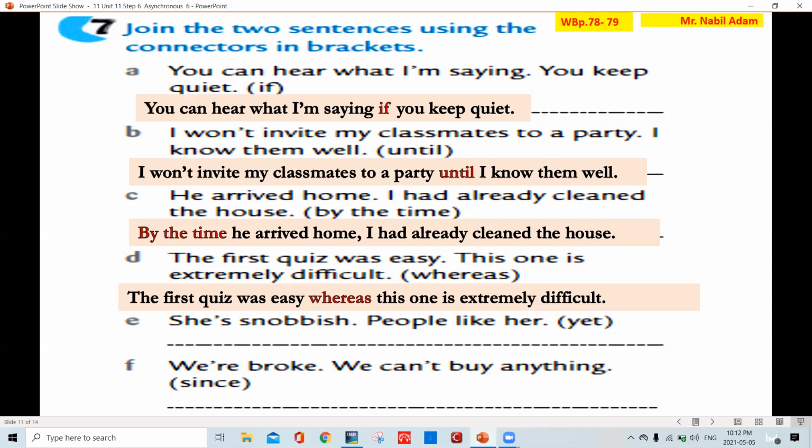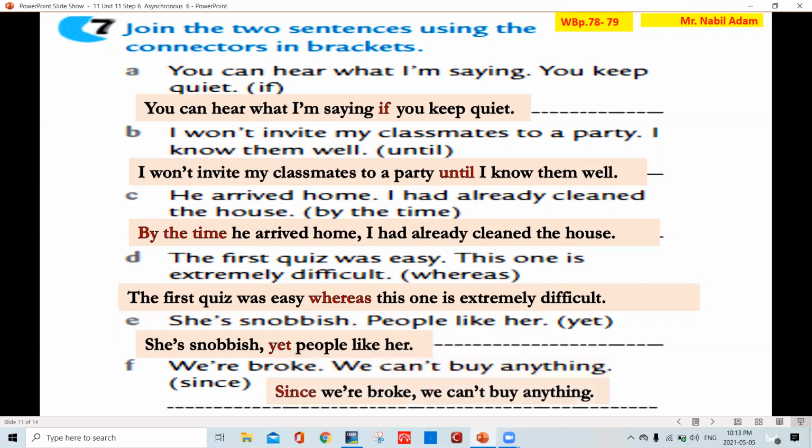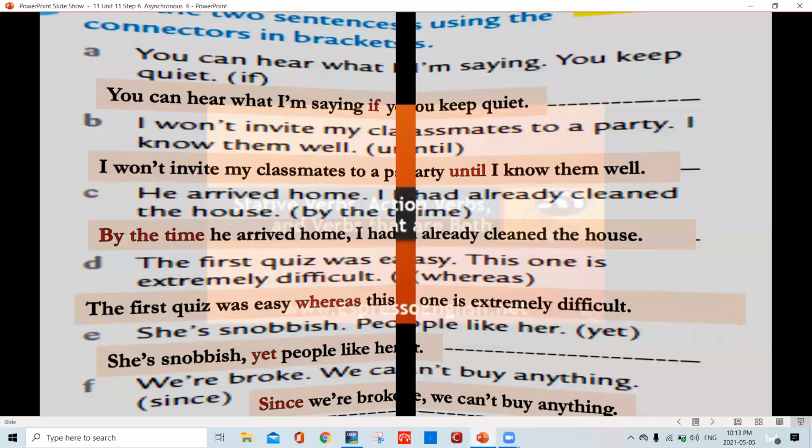She's snobbish. People like her. Here snobbish is a negative adjective, and the word yet means but, and nevertheless. So, she's snobbish, yet people like her. We are broke. We can't buy anything. Here since doesn't mean منذ. Here since means because. We can't buy anything since we are broke. Since we are broke, we can't buy anything. So what does since mean here? Because, the same as as. Okay.